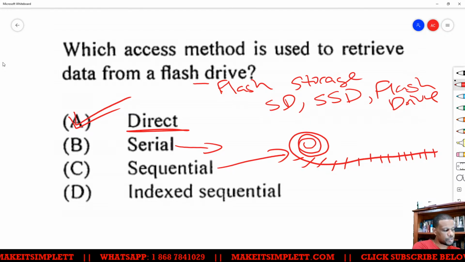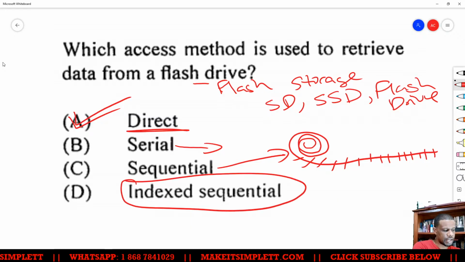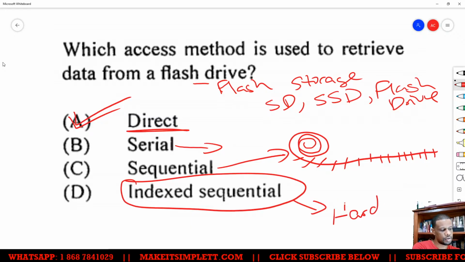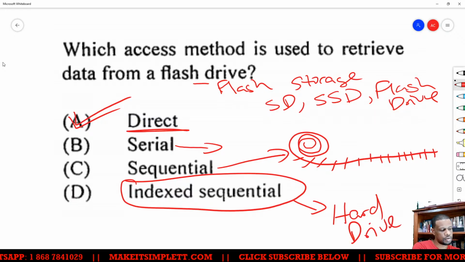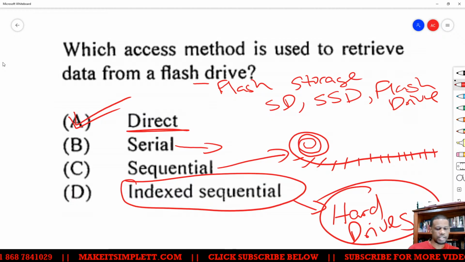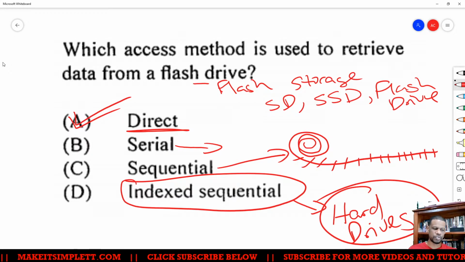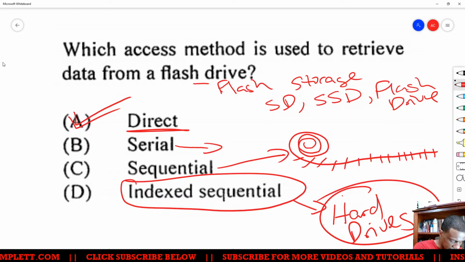Yeah, you could say that, but index sequential is also a thing, and index sequential is really done on hard drives. So you can have index sequential on hard drives because index sequential creates an index table to be able to find things faster on it. So some of the mechanical hard drives.